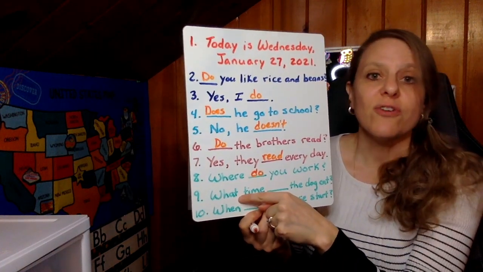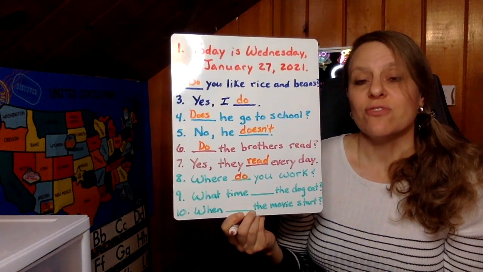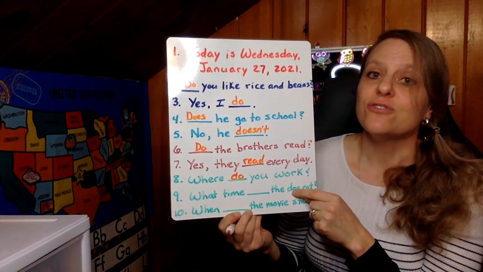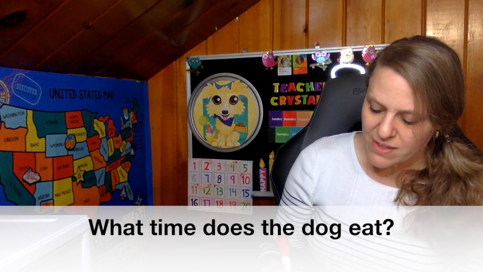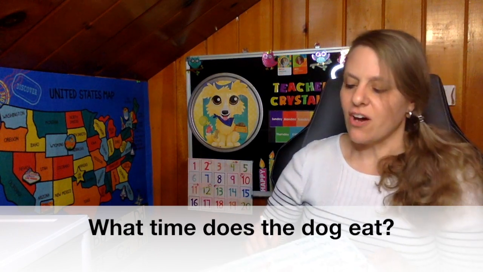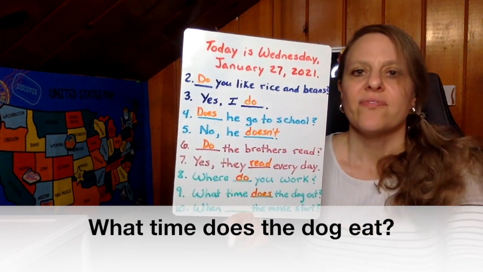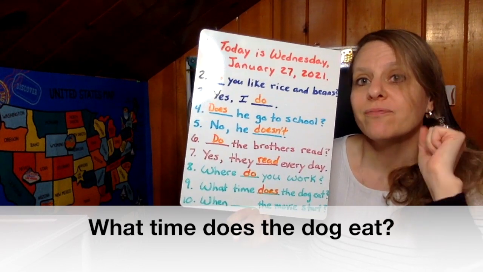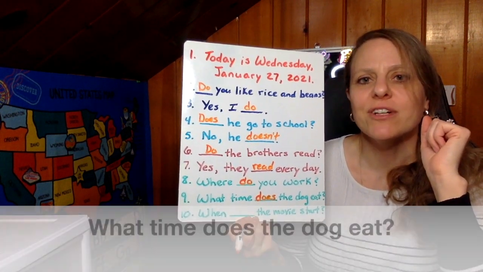Number 9, the question word is what? What time the dog eat? It's a question. So what would you use for the dog? Did you use do or does? You should have used does. What time does the dog eat? And how would you answer that? The dog eats at noon or 7 o'clock. You can answer that with a time word.